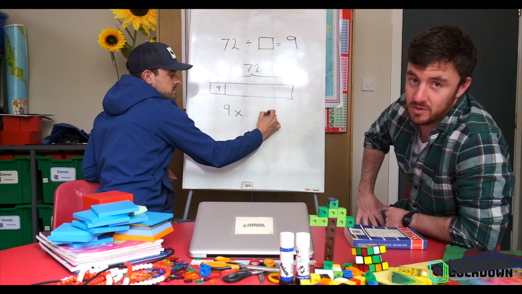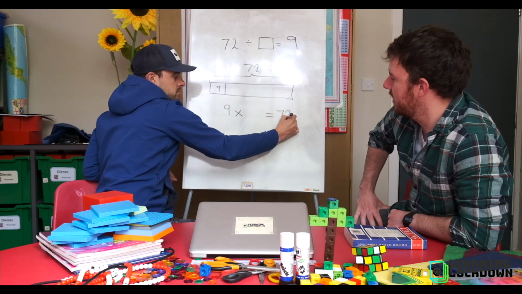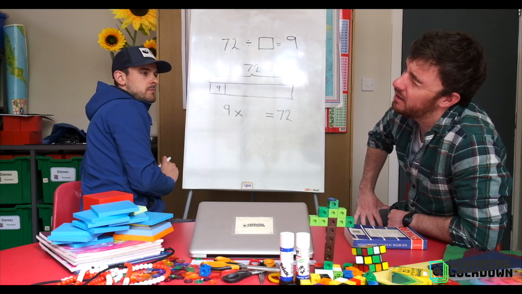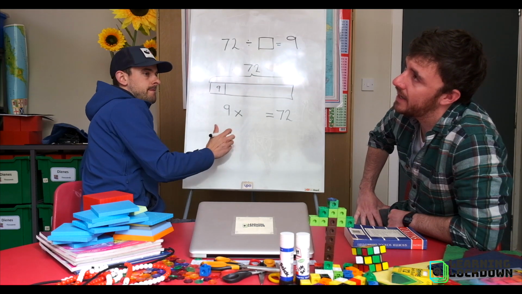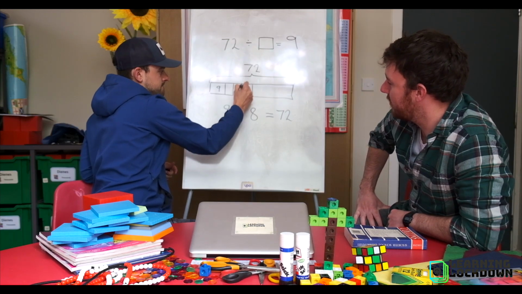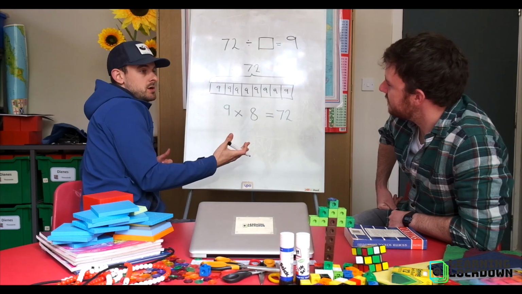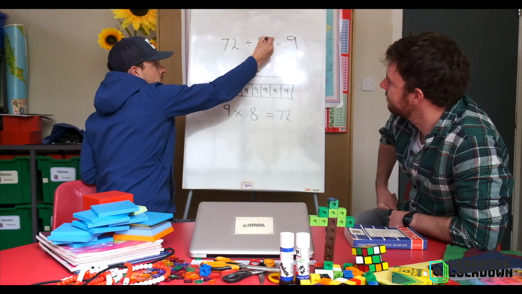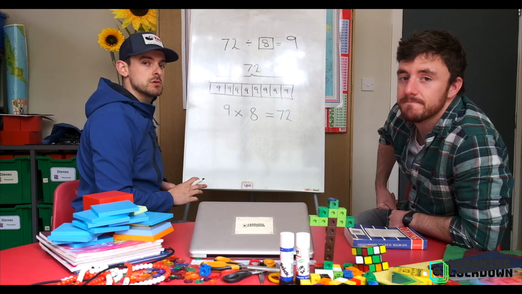I know that 72 is in the 9 times table. Well, how many 9s does it take? 9 lots of 8 would give you 72. So we know now that we have 8 groups, and each one is worth 9. So 72 divided into 8 groups equals 9.